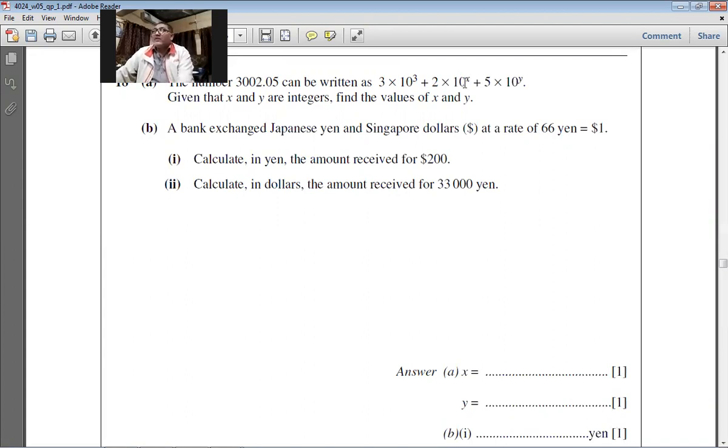So 10 raised to power x should be equal to 1, 10 raised to power 0. So the x value should be 0. Then it will become 1. And this place value here is 0.01. So this number should be 5 into 10 to the minus 2. So the y value should be minus 2.